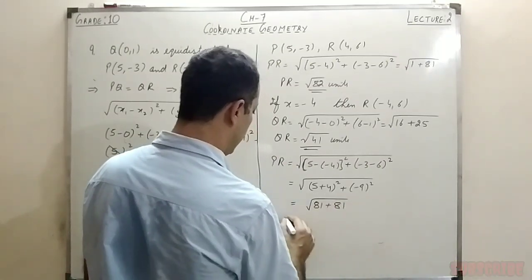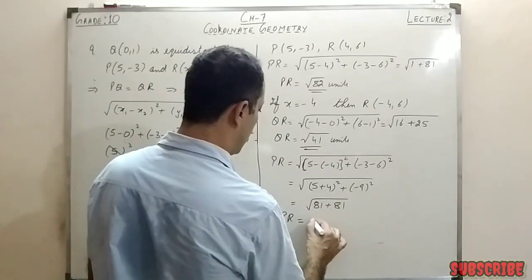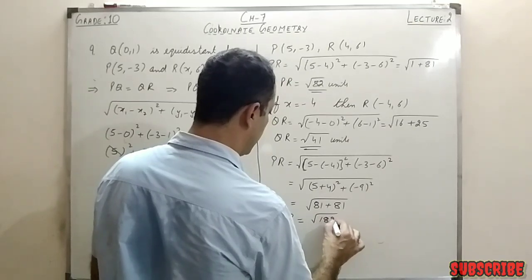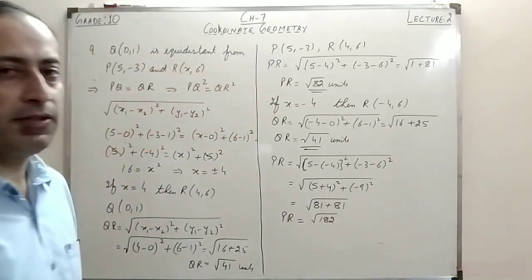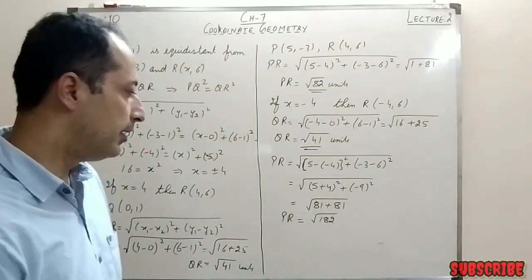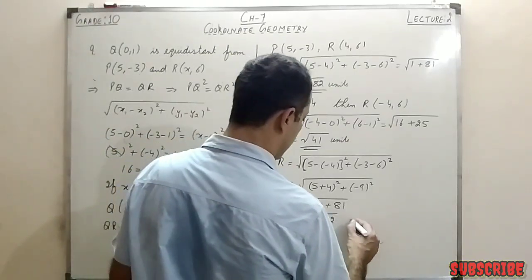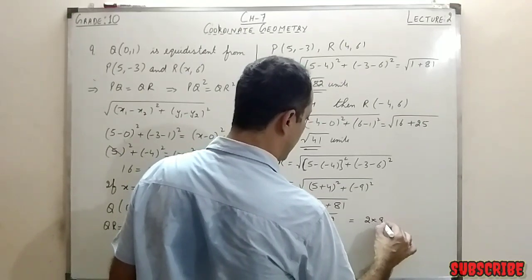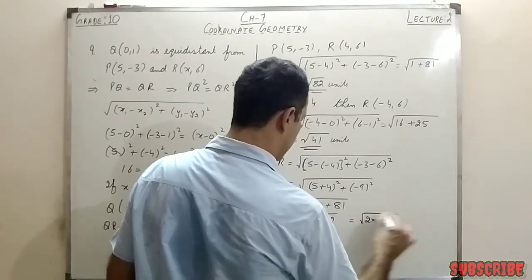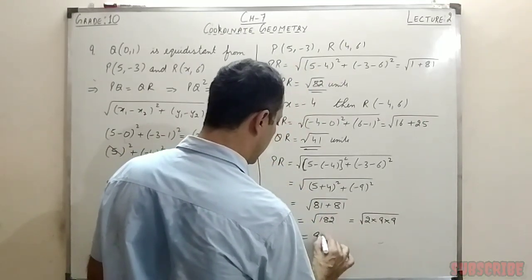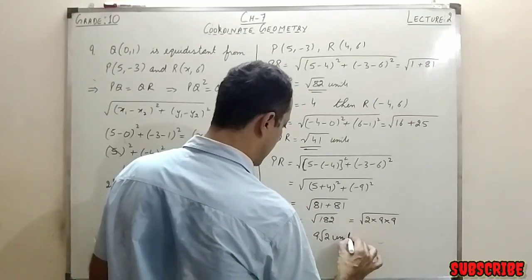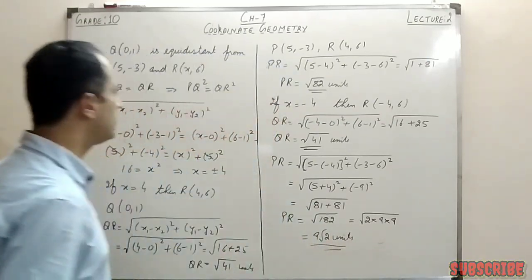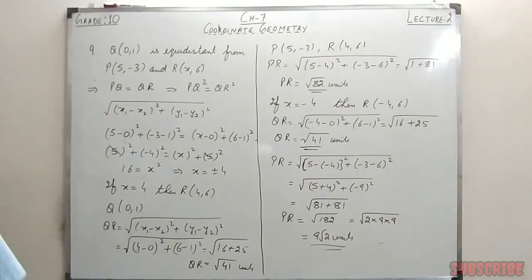So what I get the value of PR? This is under root 162. And if we try to factorize, we can factorize also, and it will be something like this. This will be 2 into 9 into 9. So this comes out to be 9 root 2 units. Right, so this was the solution of 9th question. Let's see the 10th question now.